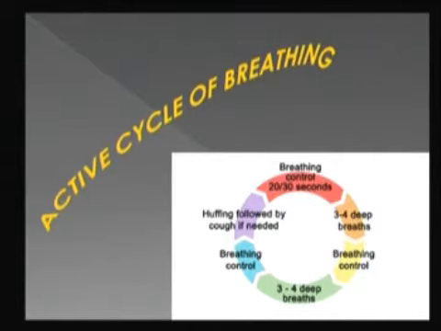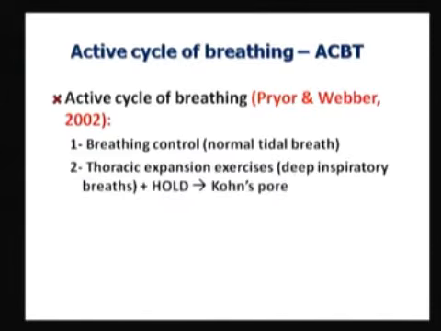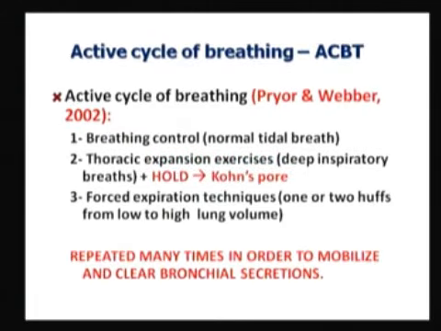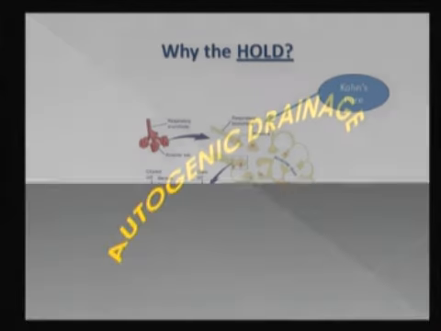Active cycle breathing, another method we use, is divided into 3 parts. First, breathing control: normal tidal breathing. Then thoracic expansion exercises: deep inspiratory breaths with a hold to have interdependence in the alveoli. And finally the forced expiratory technique, 1 or 2 huffs from low to high lung volume, and that can be repeated in order to mobilize and clear bronchial secretions. Why the hold? I repeat here because we want the air to enter the closed or blocked alveoli, and the expired air will help in the mucus clearance.